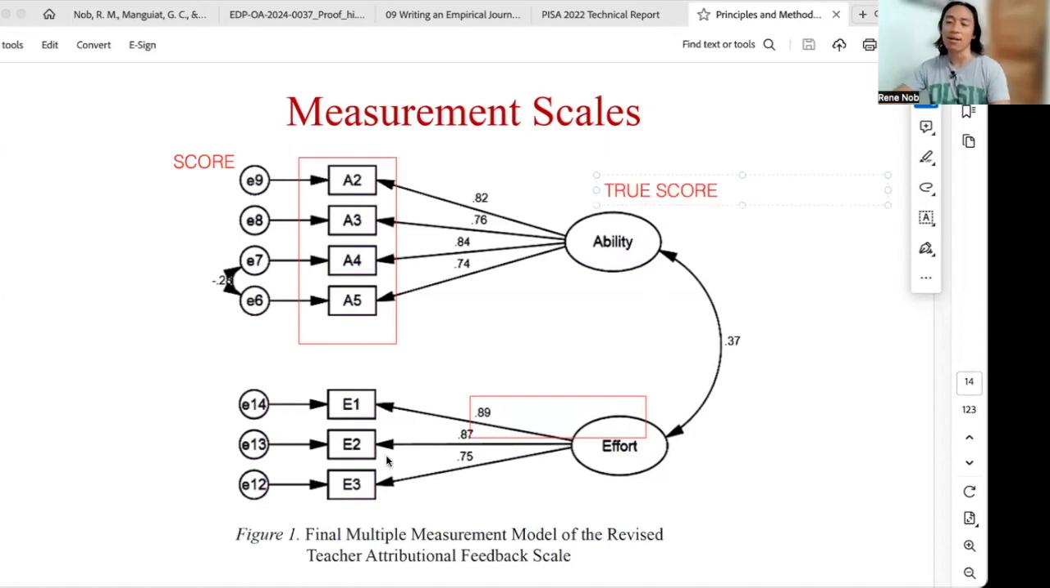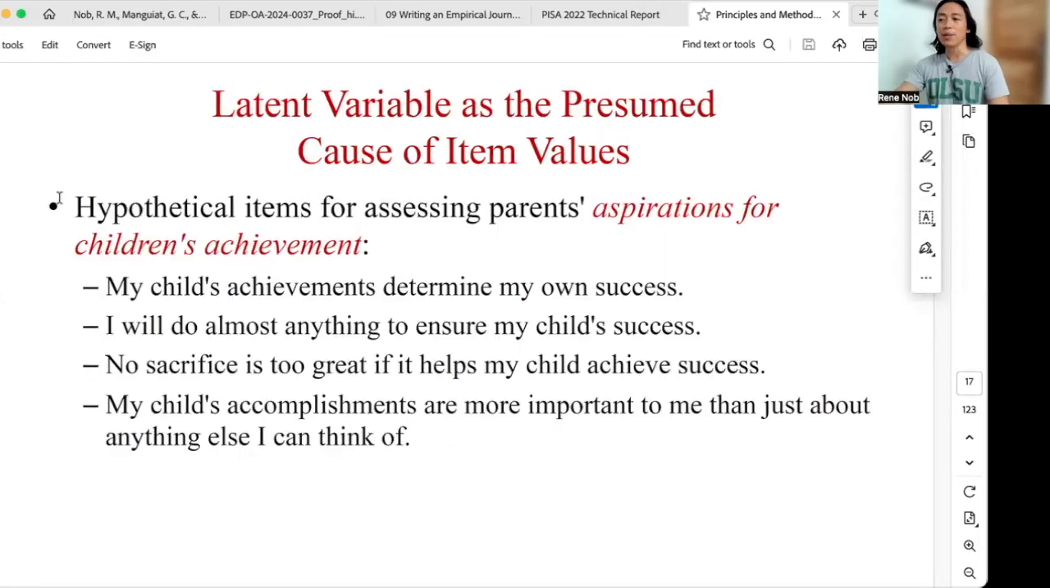Same thing with the other construct. So here is an example. By the way, for those of you who are watching this, the example might be familiar if you have read the book by De Villiers. So basically, my presentation is based off of that book. So in here, the hypothetical construct that we are measuring is parents' aspirations for children's achievement.